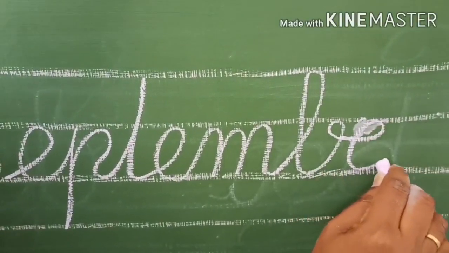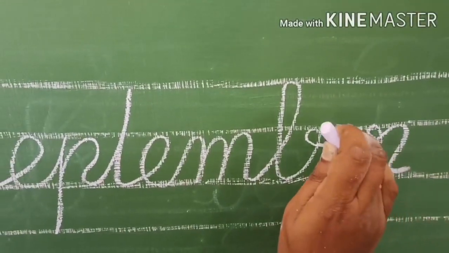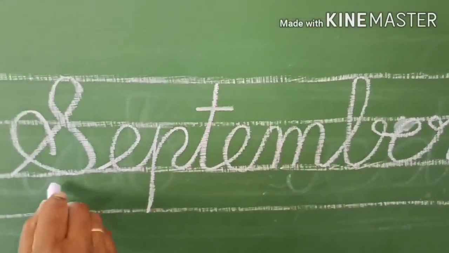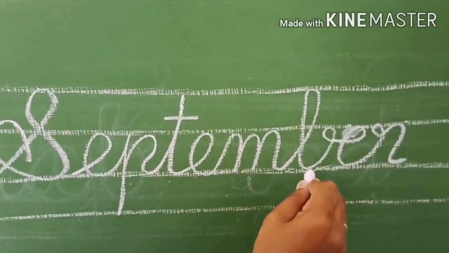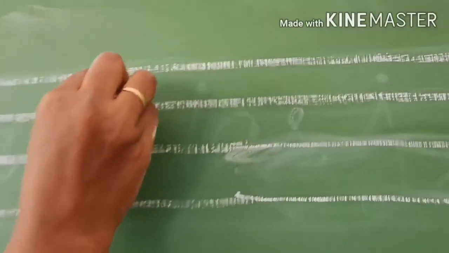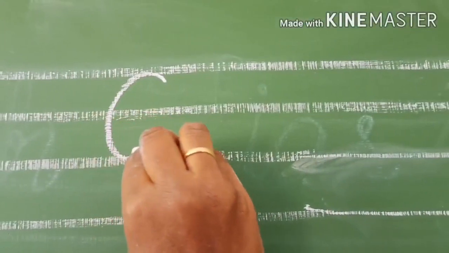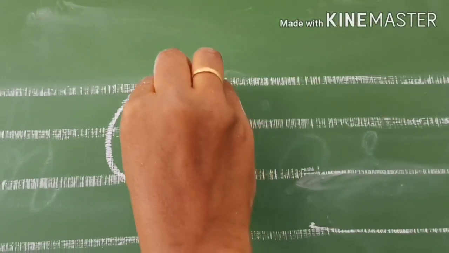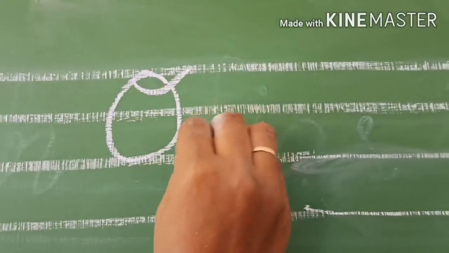So September, S E P T E M B E R, September. October, you should write capital O. You should touch the top line, middle line and base line and put one curve on top of the O.